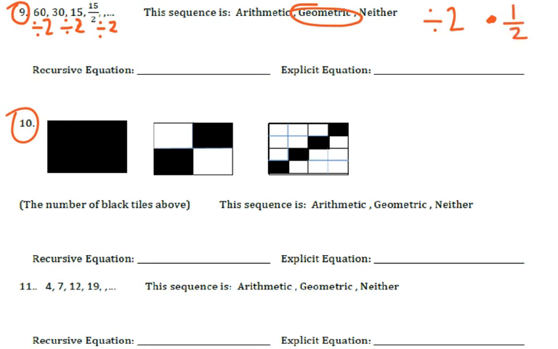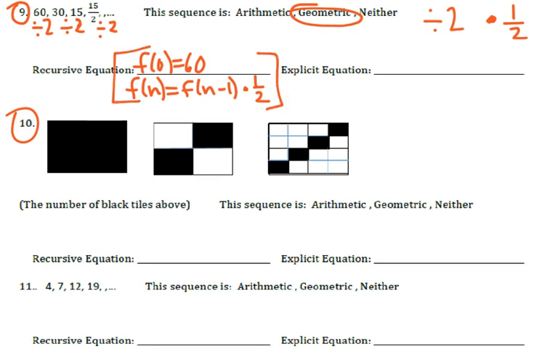So we think about our recursive equation. Where did we start? We always have to have that. We started at 60. Now we do our equation: f of n equals f of n minus 1 times 1/2. You could put divide by 2, and that would still work. Remember, that whole piece is our recursive equation.